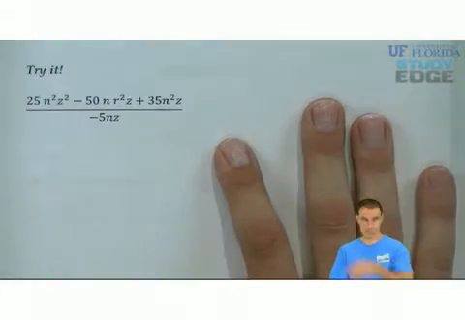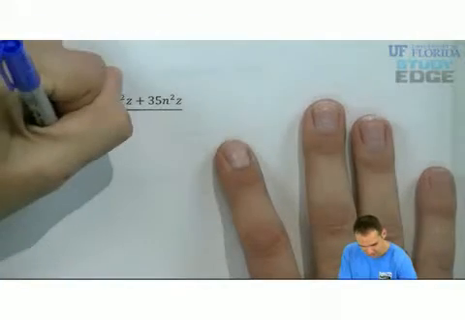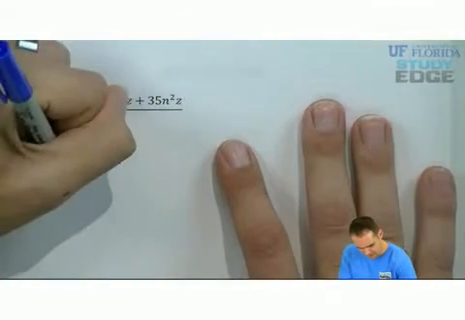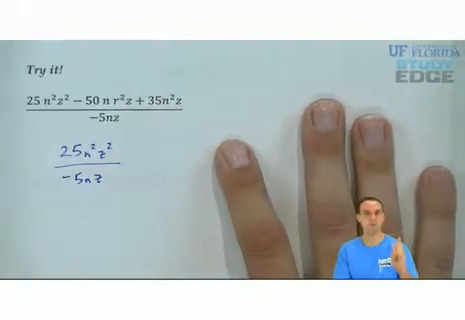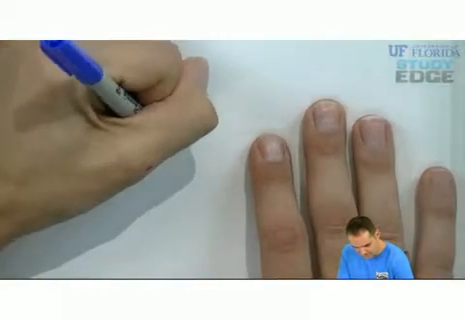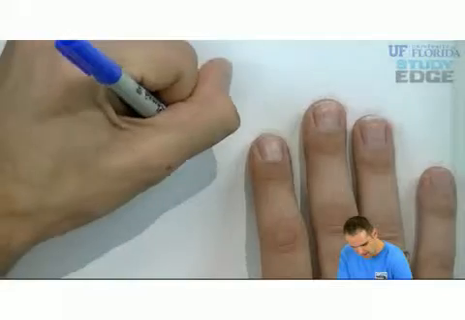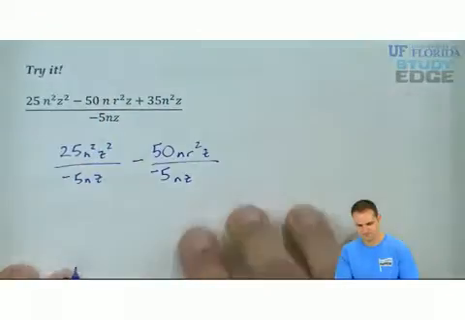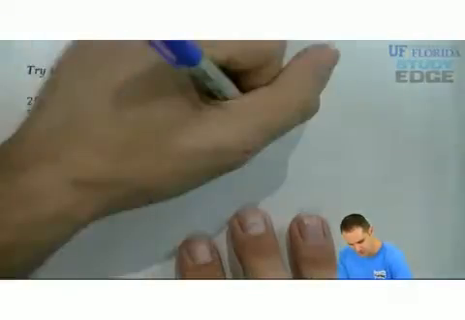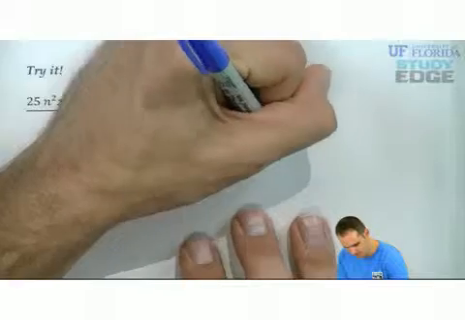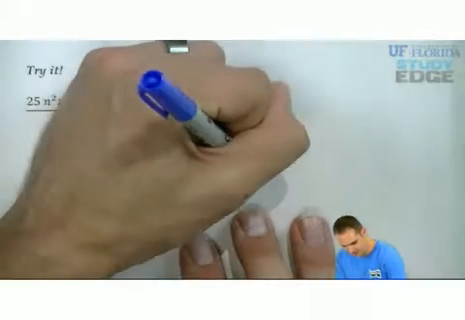What am I going to do first? Chop it up. 25 n squared z squared over negative 5nz. Ooh, that negative is going to be a little tricky, right? Minus 50 n r squared z over negative 5nz plus 35 n squared z over negative 5nz.